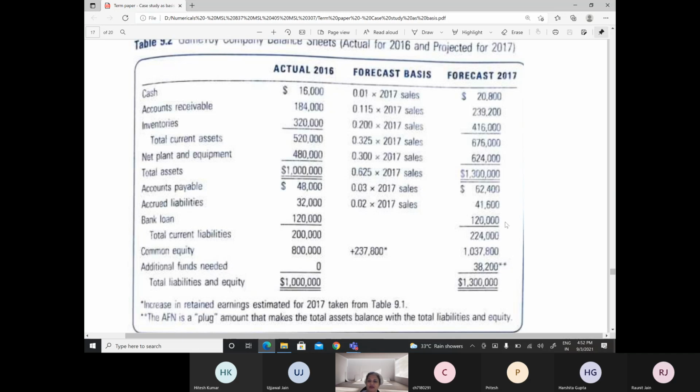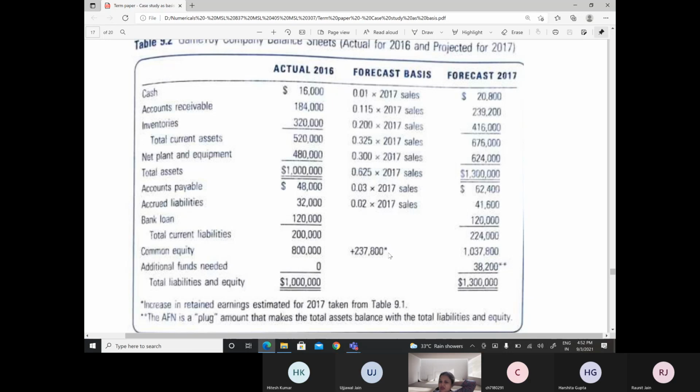Bank loan continues to be 120,000. So total current liabilities have now increased to 224,000. The common equity has been 800,000. The fresh equity will be 800,000 plus the net profit that you have made, which is 237,800. So that gives a fresh equity of 1.0378 million. And this plug amount of 38,200, which will balance our liabilities and assets, is basically the additional funds required. Okay, so we can calculate AFN from balance sheet projections as well.